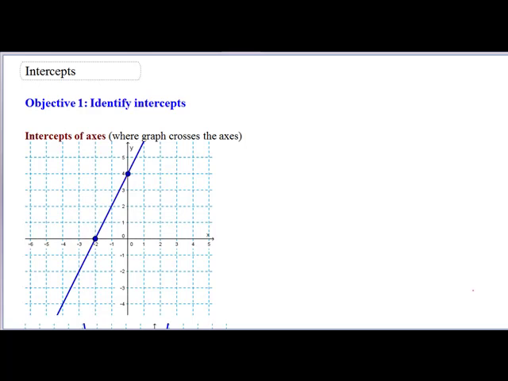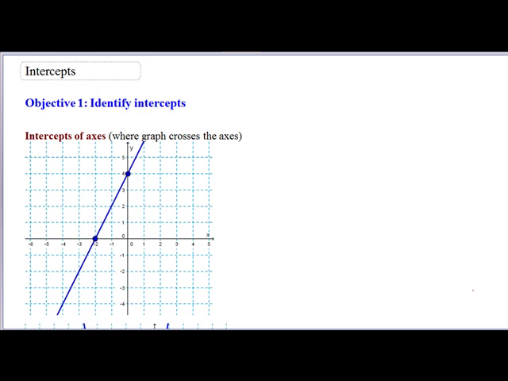In this lesson, we're going to study intercepts. So first, we're going to identify intercepts. An intercept is the point that crosses the axis, either x or y.